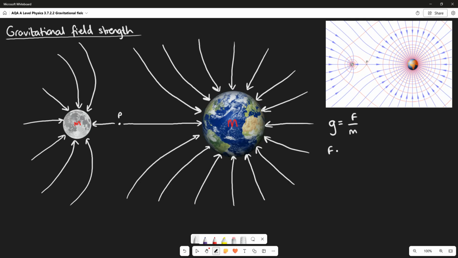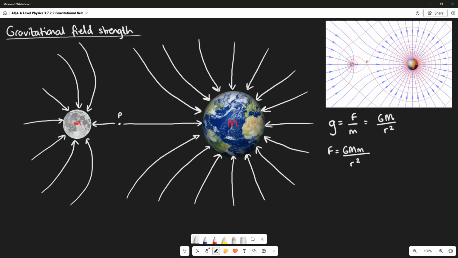We also know from Newton's law that F is equal to big G multiplied by the larger mass and the smaller mass divided by the distance between the two of them squared. If we substitute this in to here, then the smaller mass cancels and we get big G over the larger mass divided by radius squared.